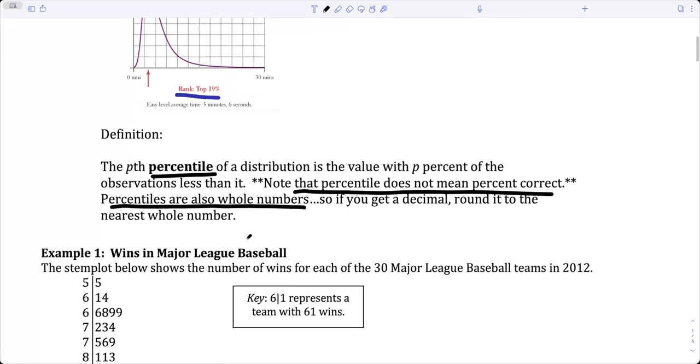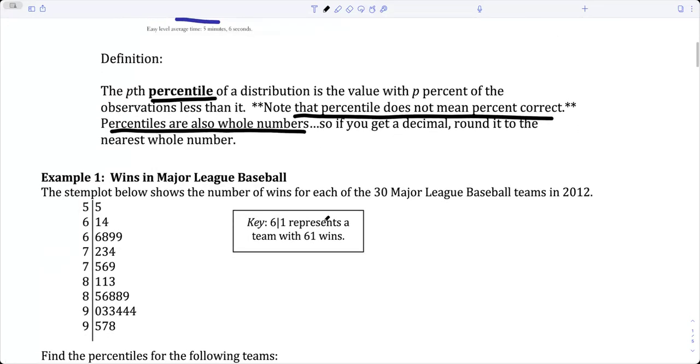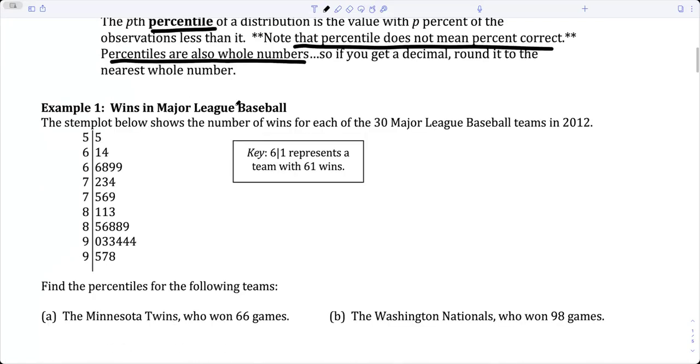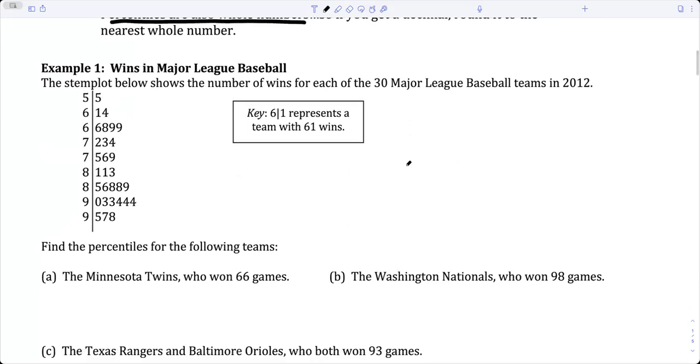Okay, so we have a stem plot here that shows the number of wins for each of the 30 Major League Baseball teams in 2012, with 6|1 representing a team with 61 wins. Find the percentile for the following teams. The Minnesota Twins, who won 66 games. Okay, so we're looking at this one right here. So we are going to count the number of teams that are less than that. All right, so there's 1, 2, 3 teams less than the Twins that year.